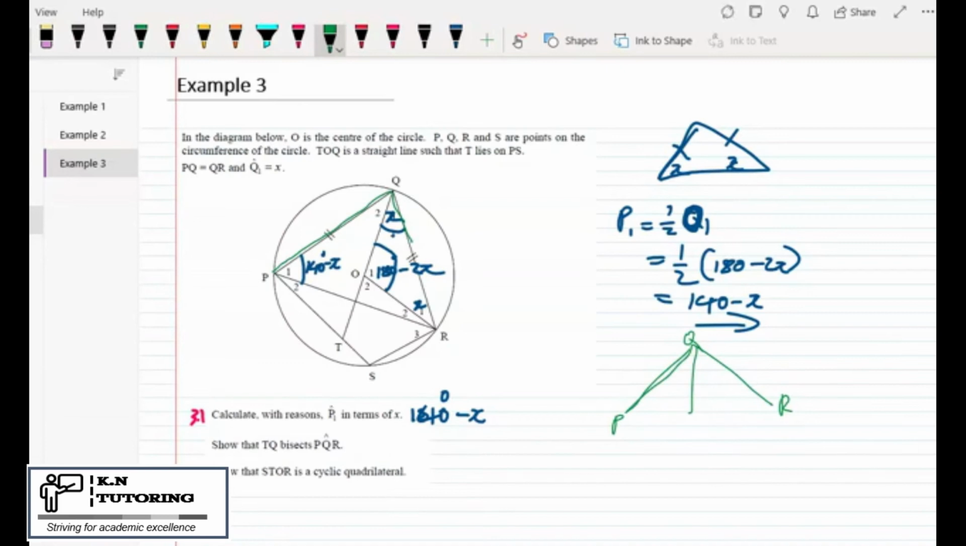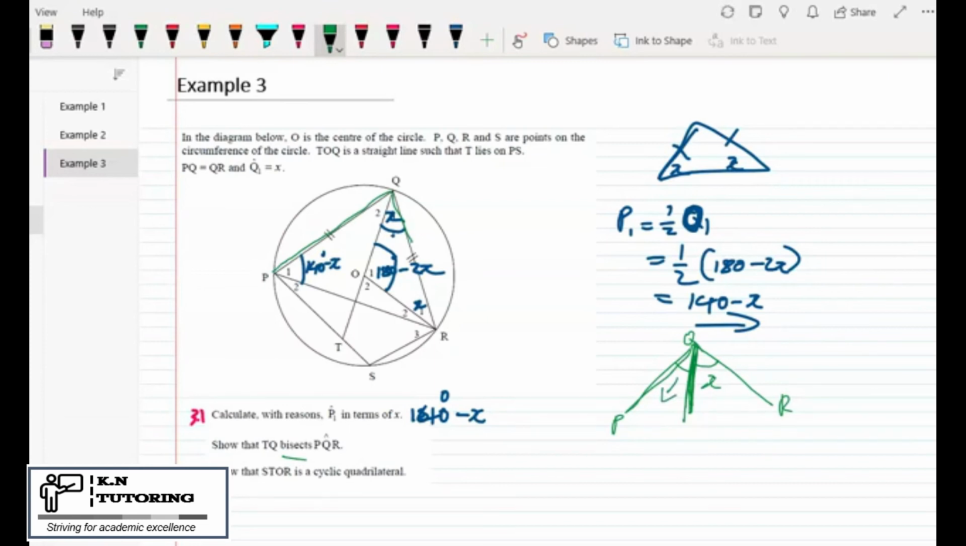The only way that you can prove that a line bisects an angle is if you can prove that this angle is equal to that angle. I repeat, the only way you can prove that a line bisects an angle is if you can prove that the angles in between are equal. So this line cuts the angle into two equal parts. So already I've got X here. I need to prove that this is X as well. How do I get there?